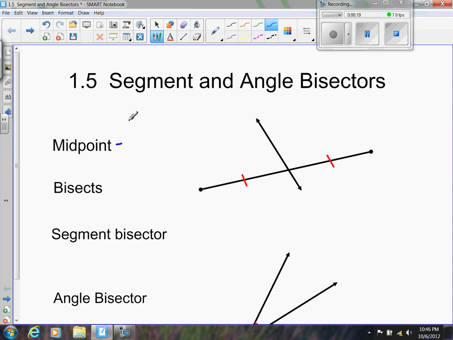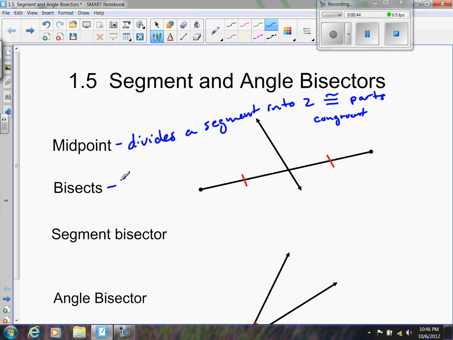Midpoint divides a segment into two congruent, okay, that's the symbol for congruent, two congruent parts. Okay, another word for divides is bisect. Okay, it's going to split it.